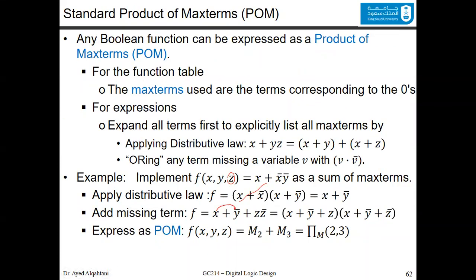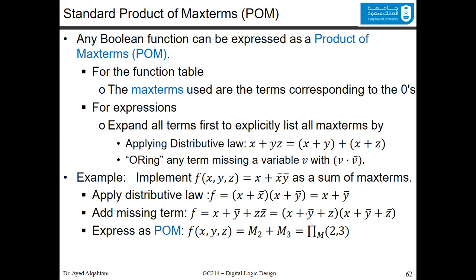x or y bar or z, and then x or y bar or z bar. This way you did the distribution. And this way we know that we have two max terms, M capital 2 or M capital 3.